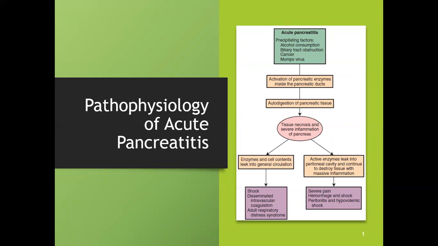So here's a pathophys chart of acute pancreatitis. Precipitating factors of acute pancreatitis include alcohol consumption, biliary tract obstruction, cancer, and the virus that causes the mumps. All of those can cause an activation of pancreatic enzymes inside the pancreatic ducts. And so basically the pancreas is eating itself, or it's auto-digesting the pancreatic tissue. Because it is eating the pancreatic tissue itself, tissue necrosis and inflammation occur. Enzymes and cell contents may leak into the general circulation, which can cause serious issues like DIC, or disseminated intravascular coagulation, adult respiratory distress syndrome, or shock.